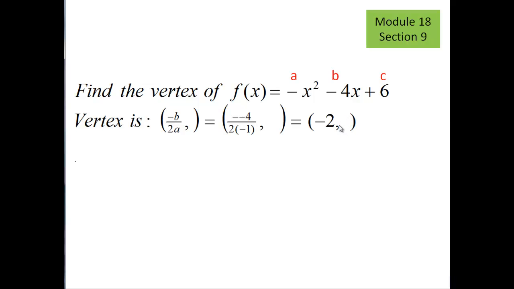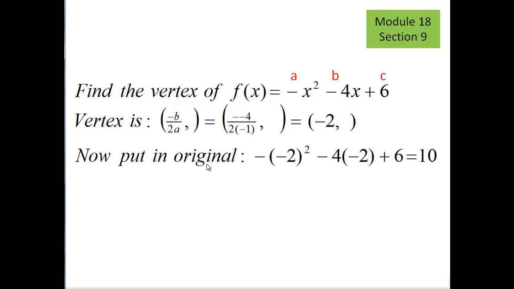Now to find the second number, we take this negative 2 and we put it in for x, both places. X squared and x. Now put it in the original, so you get negative 2 squared minus 4 times negative 2 plus 6. I just simply put it in right here. And when you do, this is negative 4 plus 8 plus 6, which makes 10. So now I have my point. Negative 2 is my x value, and my y value is 10. So my vertex is negative 2, 10.